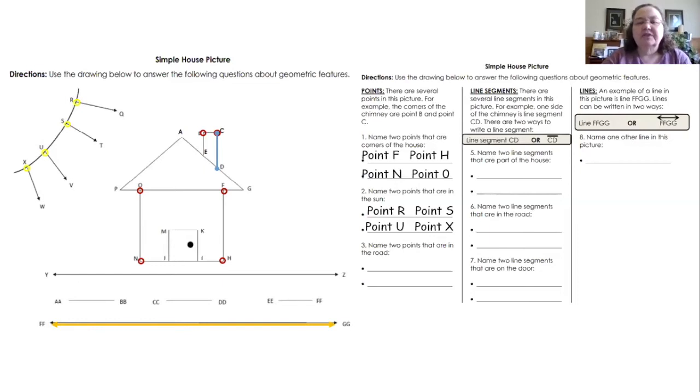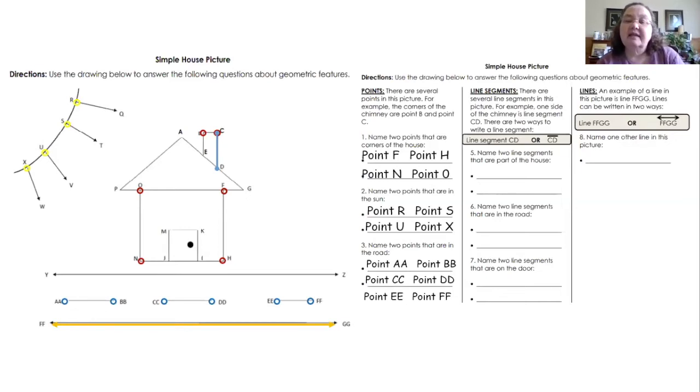And the last question says, name 2 points that are on the road. Well, there were several. So you could have chosen any of those to write. You just needed 2 of them.